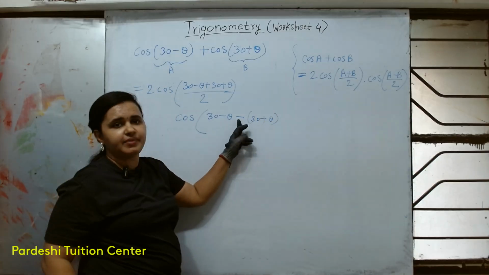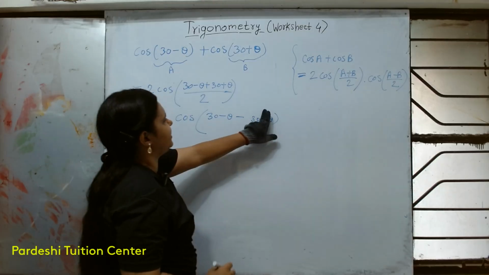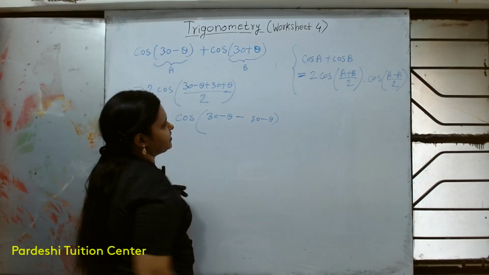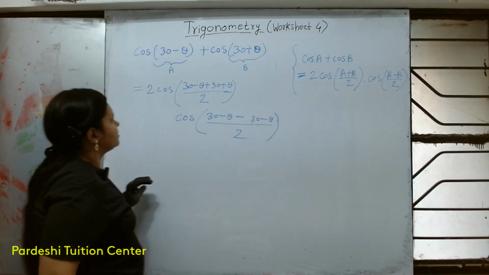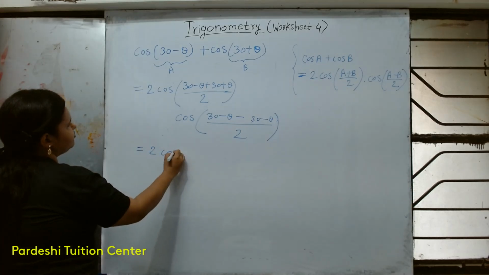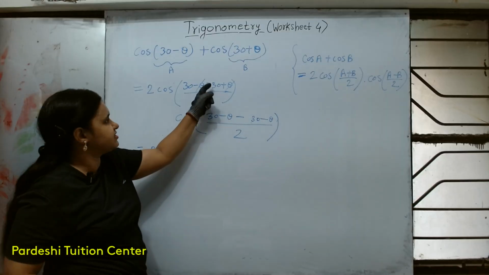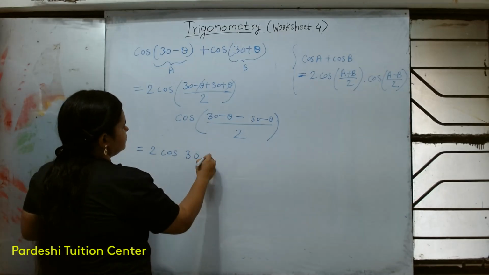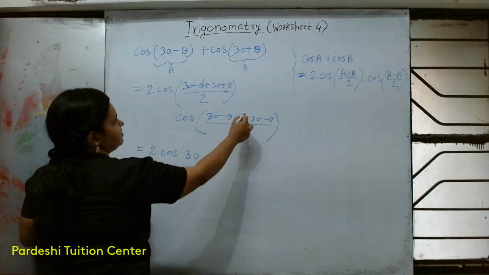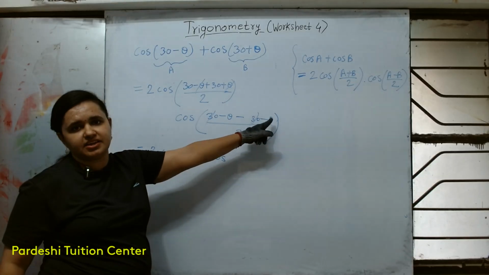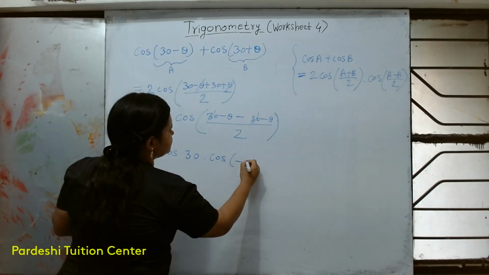So if I multiply minus inside the bracket, it will be minus 30 and minus theta. So it will be minus 30 minus theta upon 2. Okay. So it is equal to 2 cos of, now minus theta plus theta will get cancelled and 30 plus 30 is 60, 60 by 2 is 30. 2 cos 30 into cos of, now 30 minus 30 again and minus theta minus theta, it will be minus 2 theta upon 2, and 2 will get cancelled, it will be minus theta only. Okay.